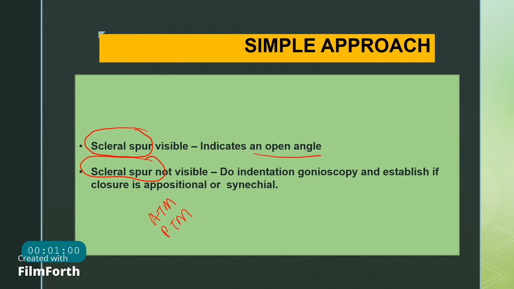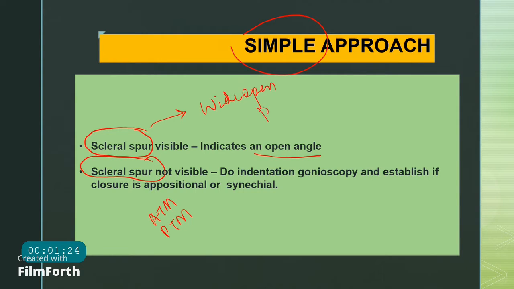In apposition, there is just an iridotrabecular contact, but in synechial, there is synechiae present between the iris and the trabecular meshwork, which cannot be broken so easily, and therefore the angle will not open even on indentation gonioscopy. So very simply, whenever the scleral spur is visible, the angle is wide open.